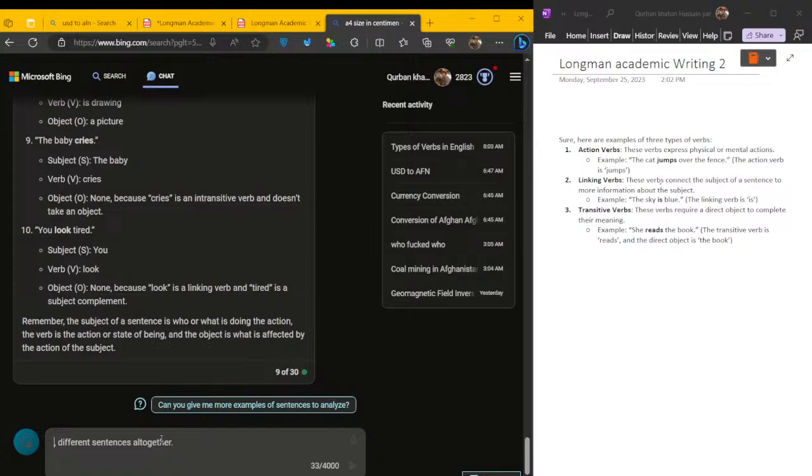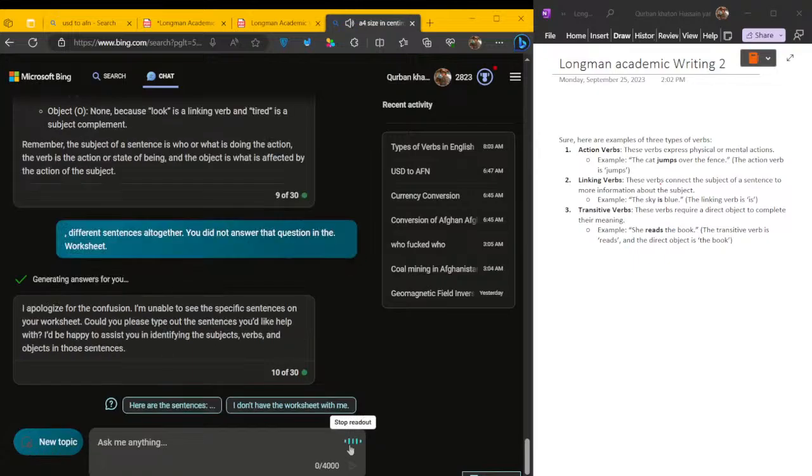I apologize for the confusion. I'm unable to see the specific sentences on your worksheet. Could you please type out the sentences you'd like help with? I'd be happy to assist you in identifying the subjects, verbs, and objects in those sentences.